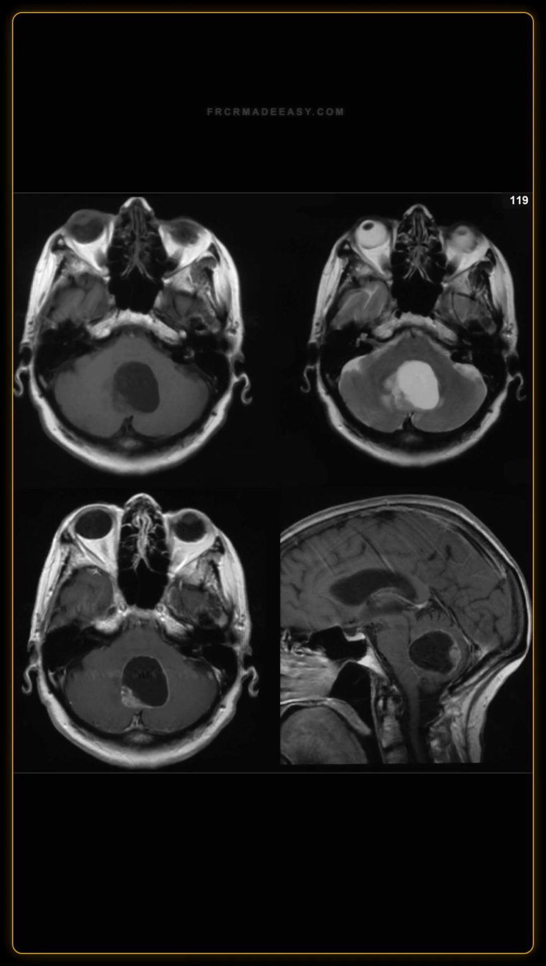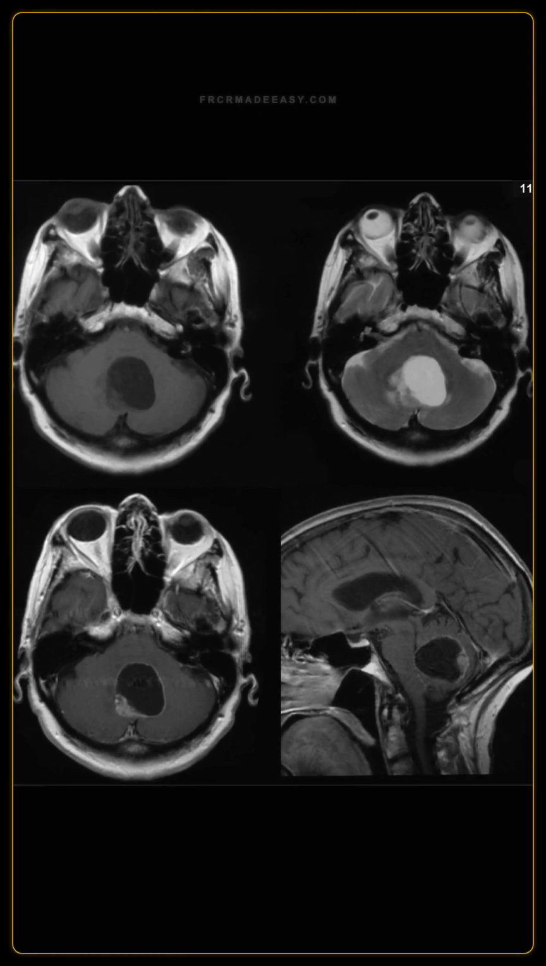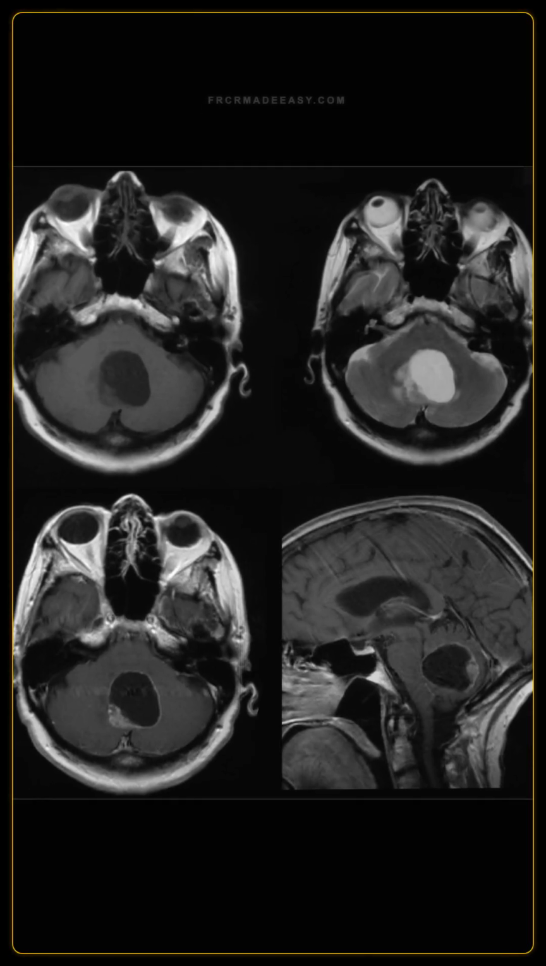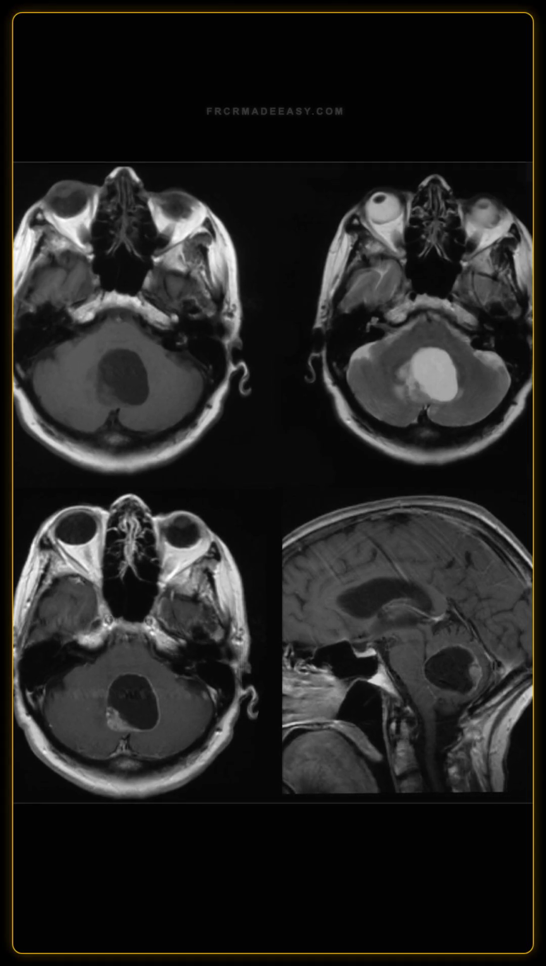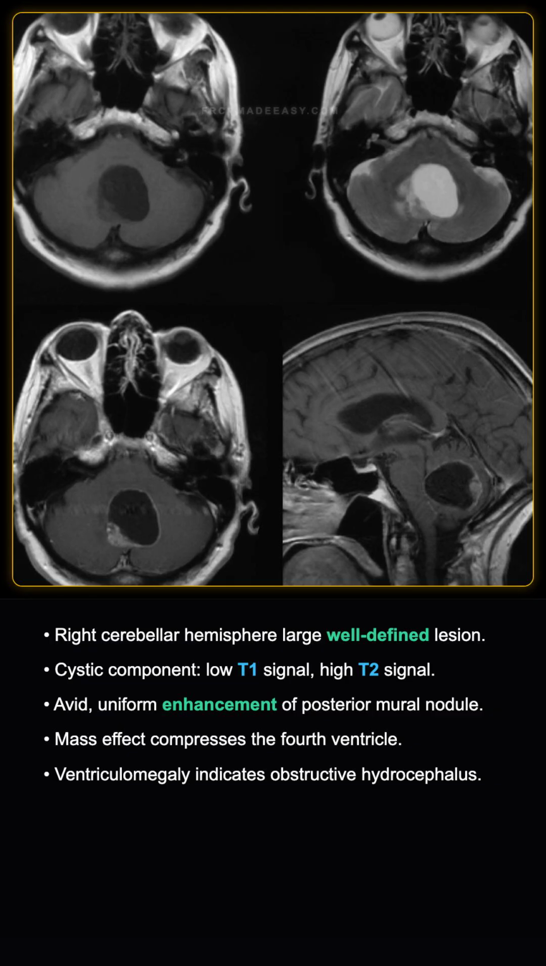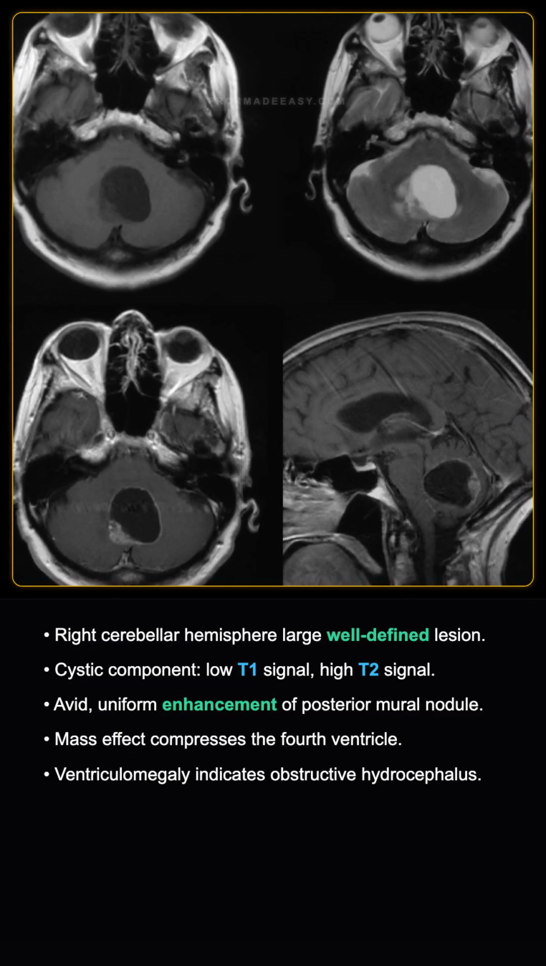A 32-year-old male presented with headaches and new onset epilepsy. I am showing you axial T1 weighted, T2 weighted, and post-contrast axial or sagittal brain MRI scans. Describe the findings. Okay, assessing the provided imaging.